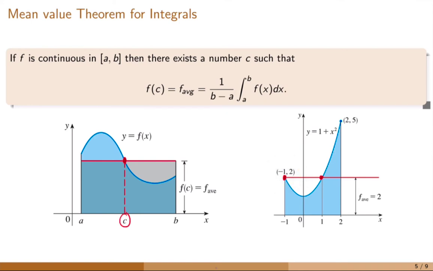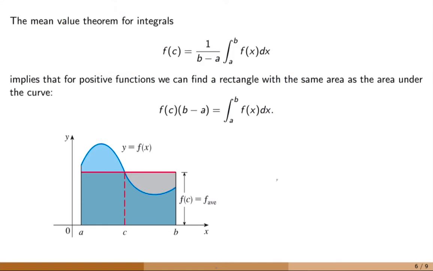So this point c is not unique. You can have many of those points, but they do exist. It's cool. And this has a wonderful interpretation.